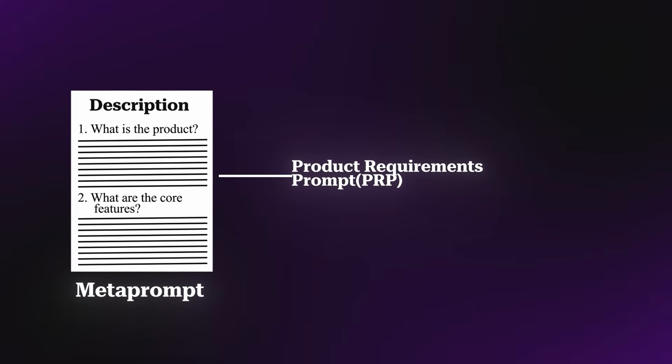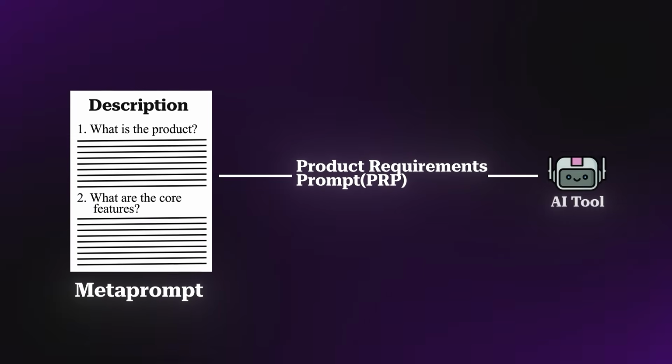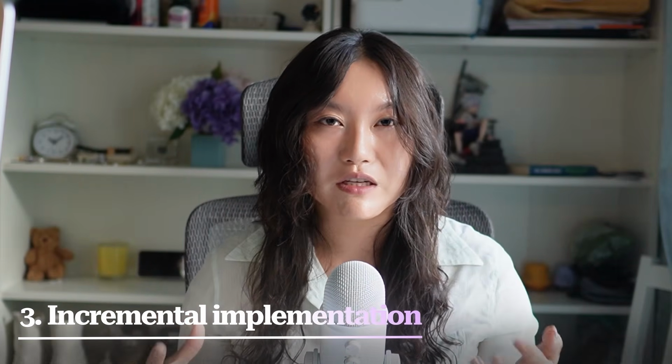And what you do is that you take this PRP and you input it into your AI assisted coding tool. Just with a single prompt, you'll probably be able to get like 80 to 90% of your core set of features, which is honestly really, really impressive. But to get the rest of the 10-20% to actually make it into a full application, we do need to go on to the next third step, which is the step of incremental implementation.